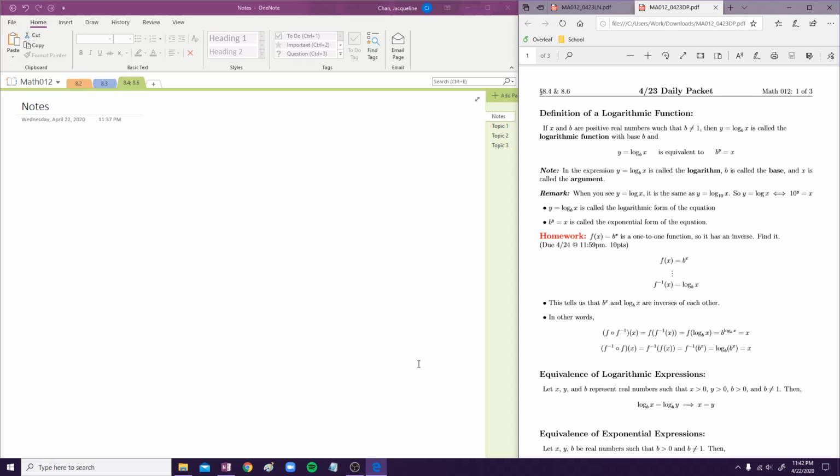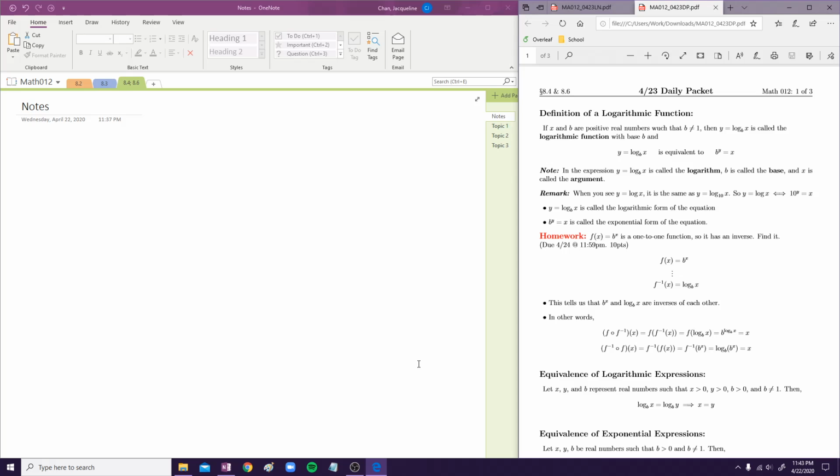Just a remark. When you see y equals log of x, and you don't see a b, that is the same as saying y equals log base 10 of x. What does that mean? If we see y equals log of x, that is equivalent to saying 10 to the y is equal to x. A couple more things. Y equals log base b of x is called the logarithmic form of the equation, and b to the y equals x is called the exponential form of the equation.